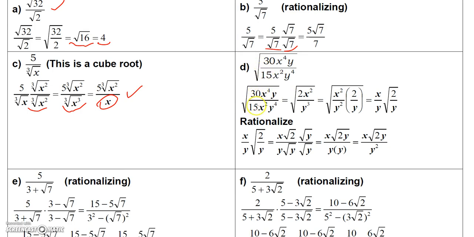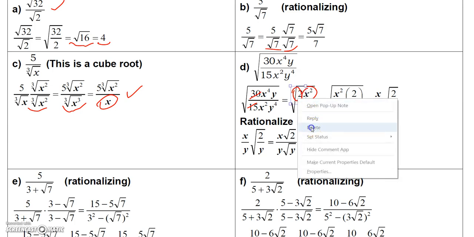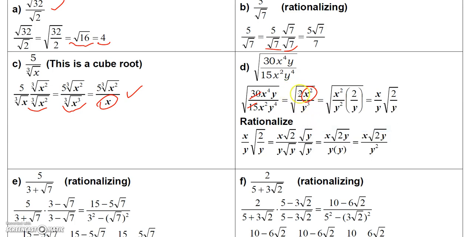Okay, back to a square root problem. On this one, since it's in the radical, we can divide 15 into 30 and get the 2 right here. And then if we divide x squared into x to the 4th, we'll get x squared. And then in the denominator, we can divide the y in, and that'll leave us with y cubed in the denominator. So here I have 2x squared over y cubed.